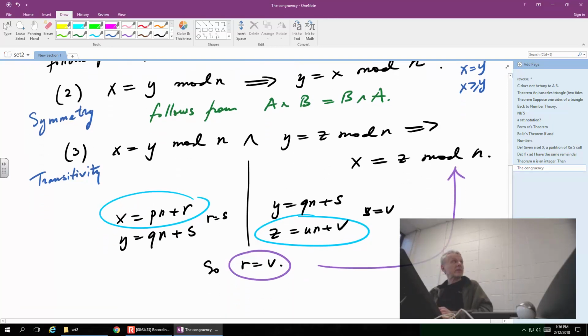But the transitivity property of equality, we just used it right here. R equal to S equal to V, then R is equal to V. So we implicitly used that property, as well as the remainder theorem, the uniqueness. The R in the first line and the S in the second line, we cannot tweak them. There are no others. At the end we conclude that they're equal to each other. Once again, there's only one remainder per number.